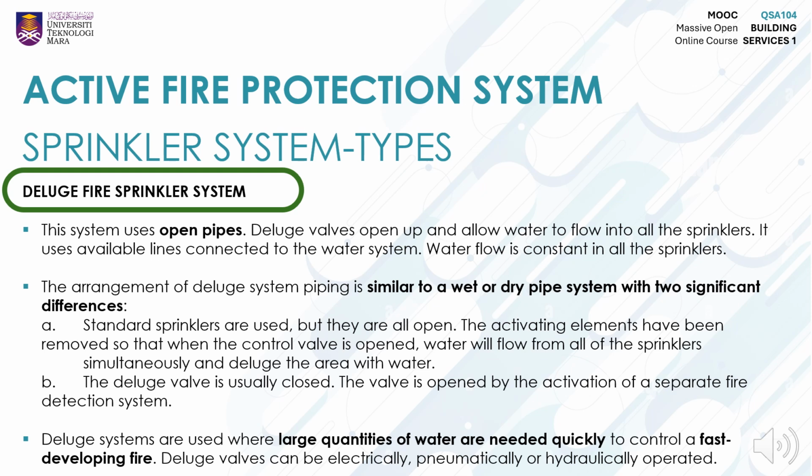The activating elements have been removed so that when the control valve is opened, water will flow from all of the sprinklers simultaneously and deluge the area with water. Secondly, the deluge valve is usually closed. The valve is opened by the activation of a separate fire detection system.